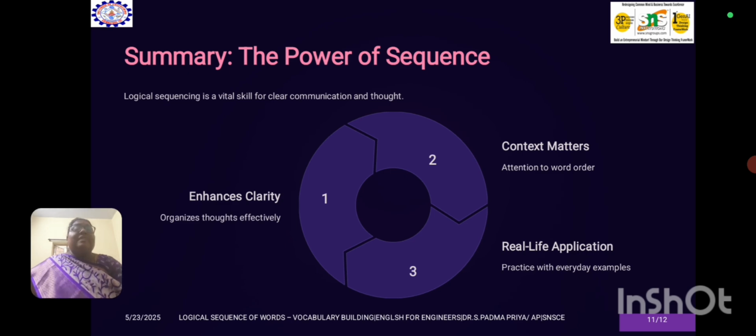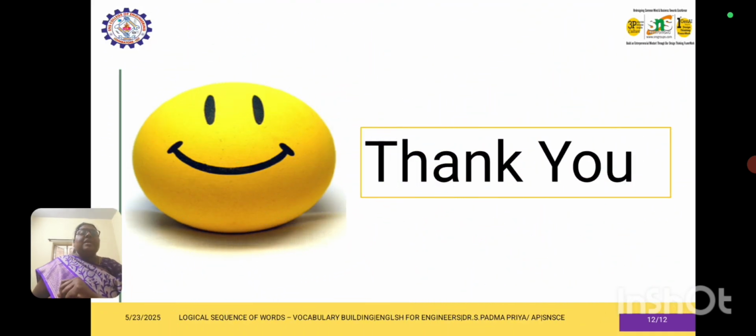So far what we have seen is how the power of sequence helps us to create statements of our own. Here we have to remember these three important vital skills. That is, you have to enhance your clarity, you have to concentrate more on your context, and then you have to understand the real life applications. And when you're putting all these three together, you will understand what the sequencing of words is. I hope you have a great clarity on this topic.